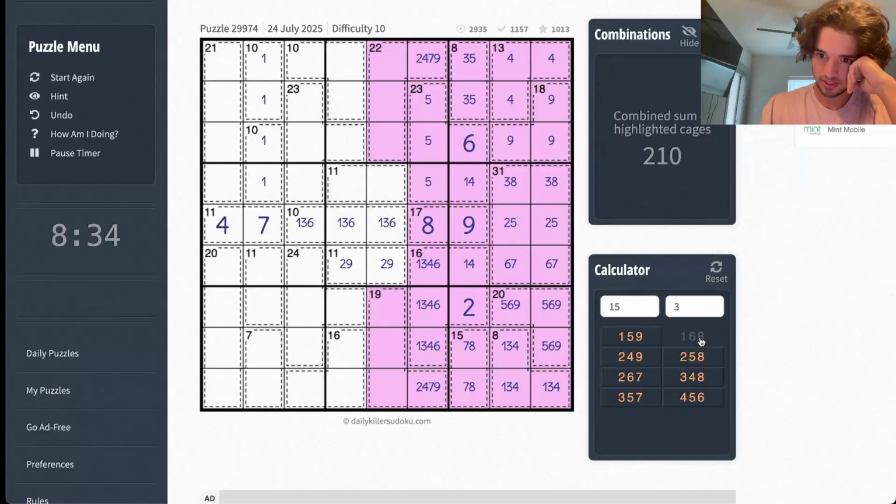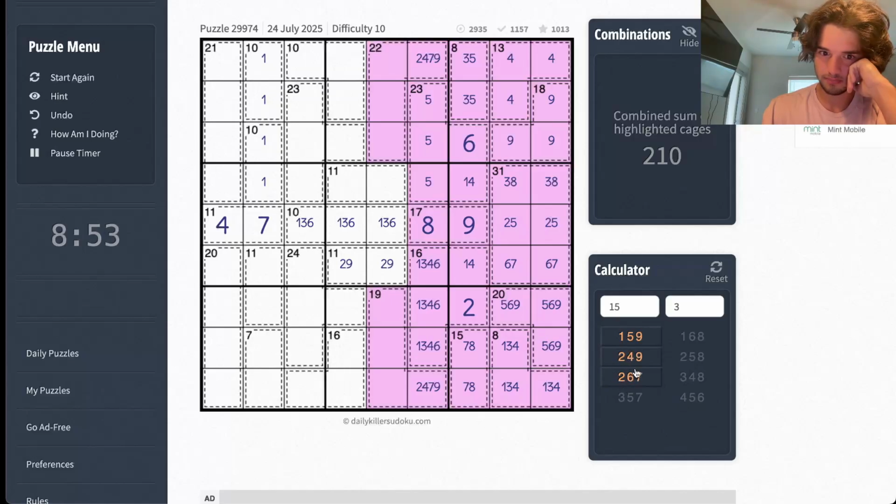So 8's are gone. We do need a 2 or a 9 because of this. 9, none of those have 2 or 9s. Then we do know we can eliminate 3 there. Because, yeah, 8's are gone. These don't have 2s or 9s.